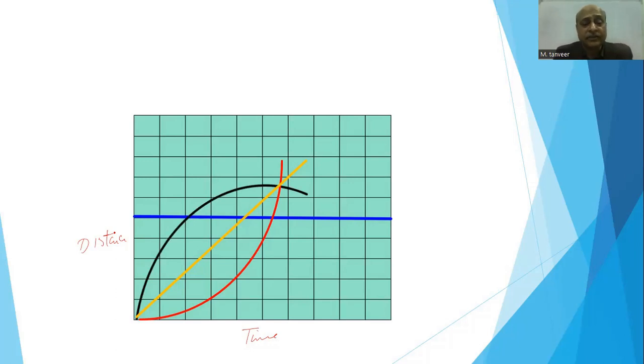Since this is curved, you have to draw the tangent. After drawing the tangent, you will take the gradient on the distance time graph. You will get the speed of the body.